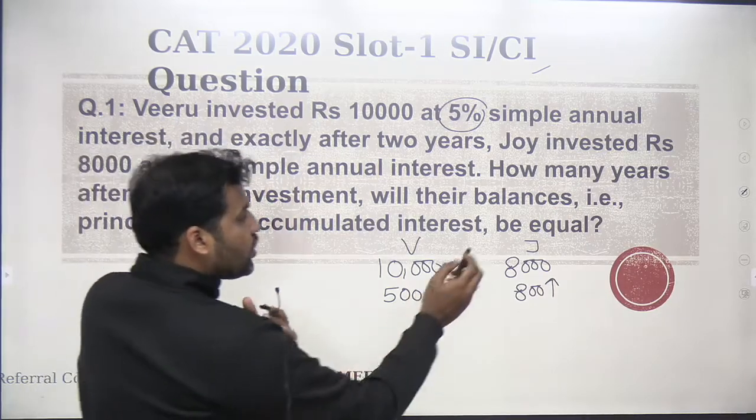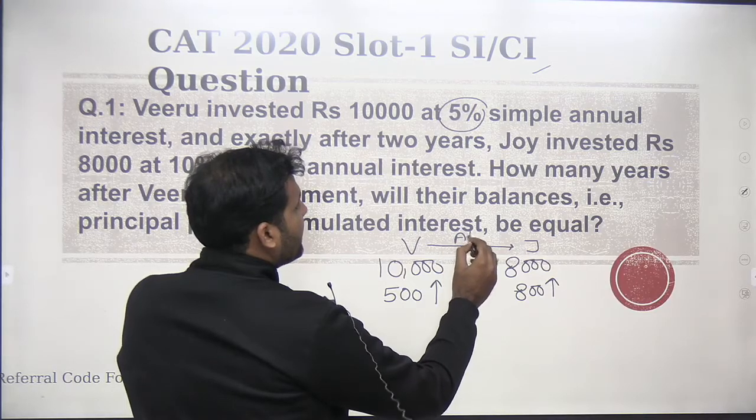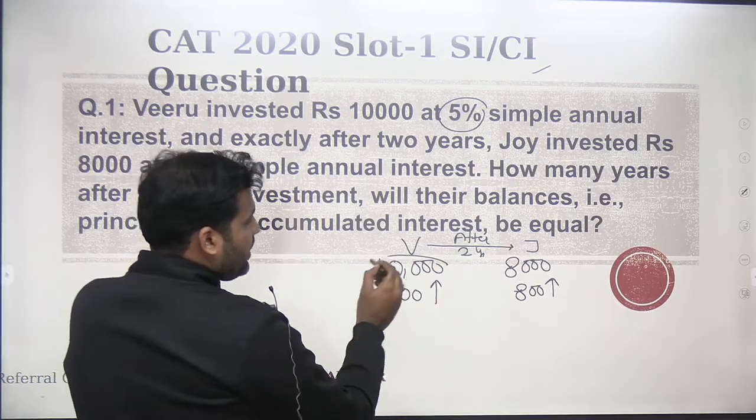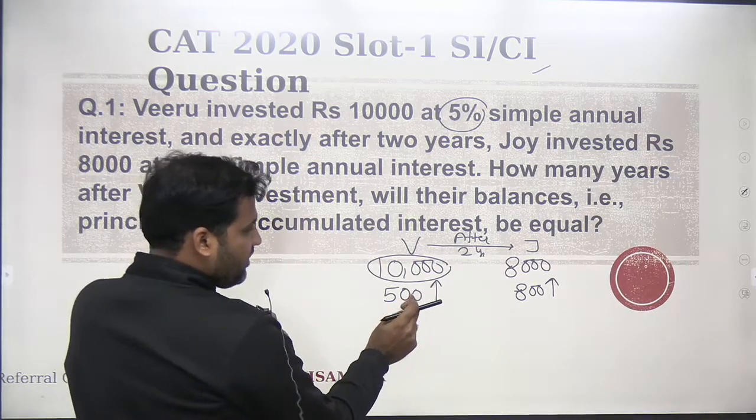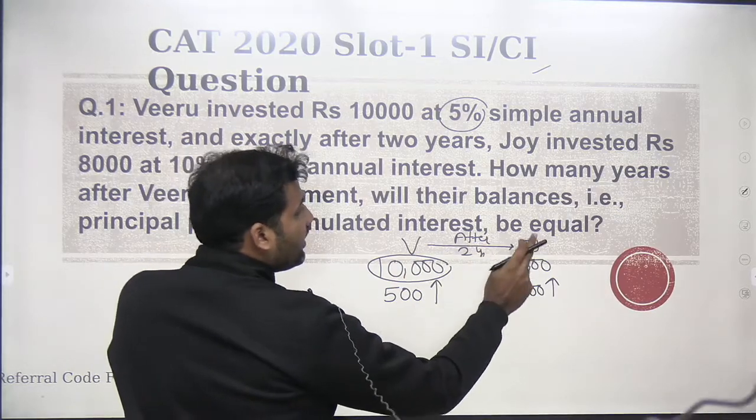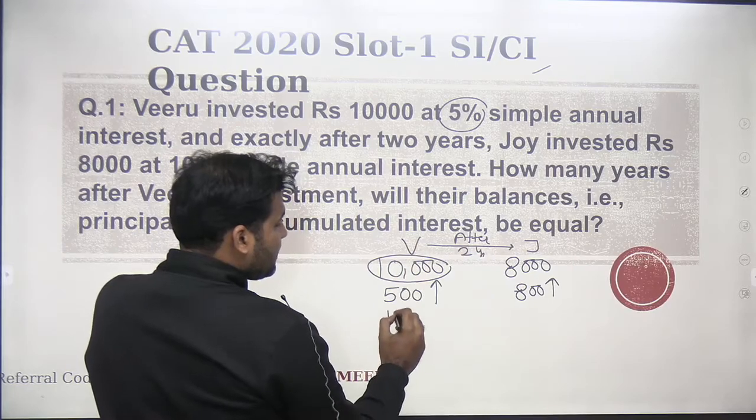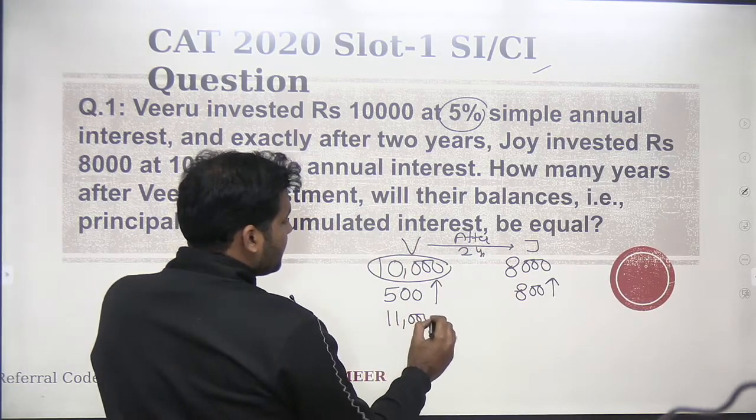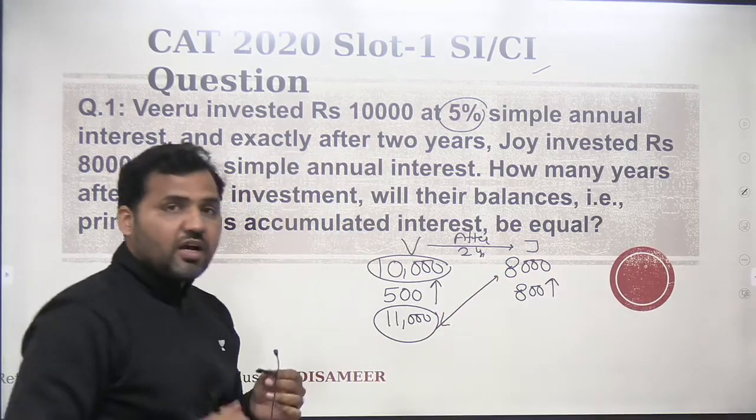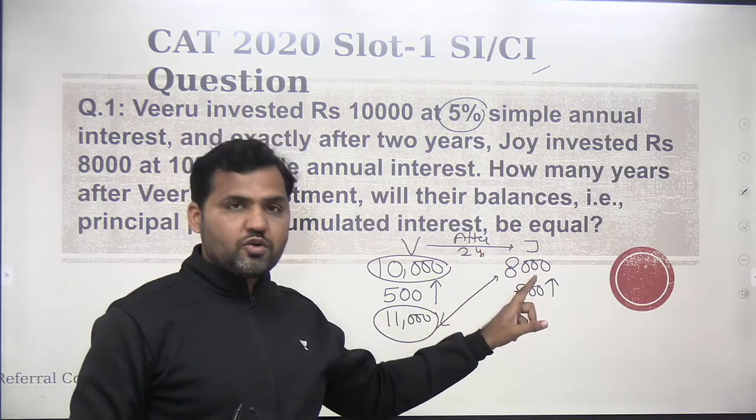You see that Joy's investment is after 2 years, right? So see that after 2 years, Viru's investment will get increased by 500 into 2, that means 1,000 rupees. That means by the time Joy invested his money, Viru's investment is already at 11,000. Now, the gap between 11,000 and 8,000 needs to be reduced, right? We want both of the amounts to be equal.